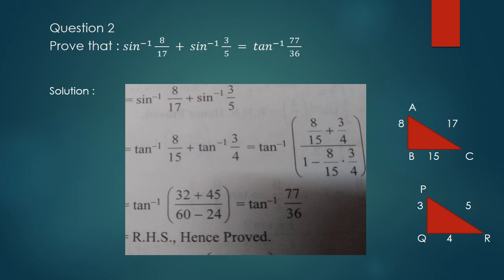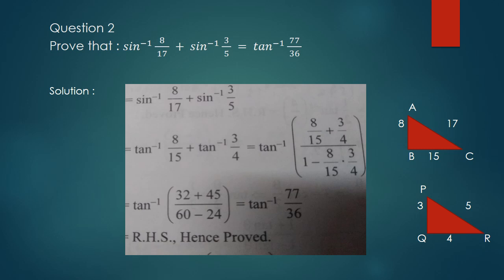Now, first we will change sin inverse 8 by 17 into the trigonometric ratio tan. For this we can use the right angle triangle ABC. In this right angle triangle, sin inverse 8 by 17 we have to change to tan inverse function. So the perpendicular AB will be considered as 8, hypotenuse 17 will be considered as side AC. So by applying Pythagoras theorem, we are getting BC side as 15.